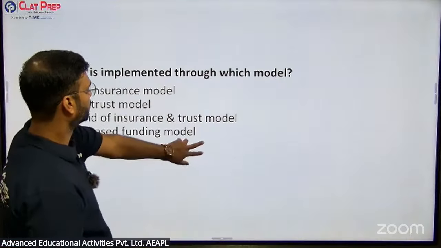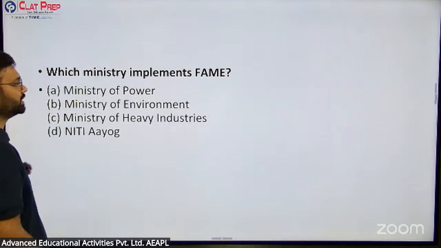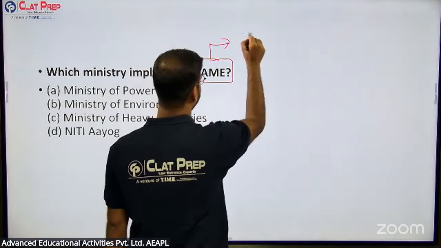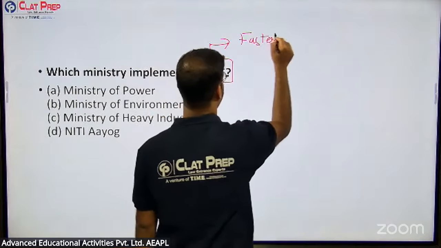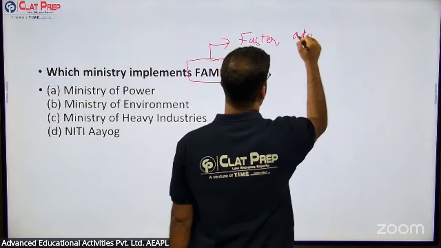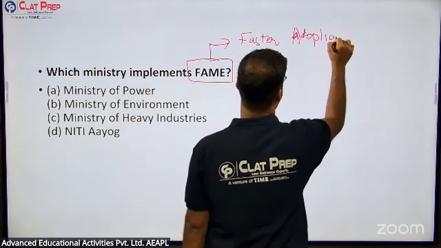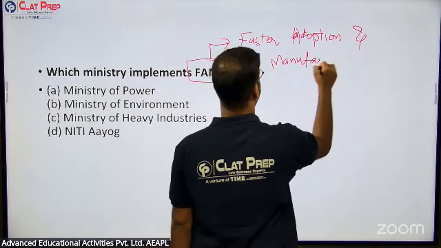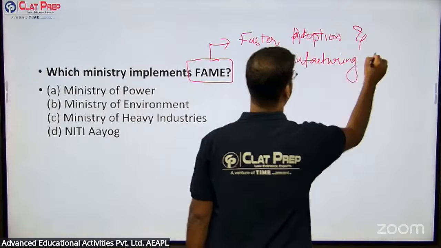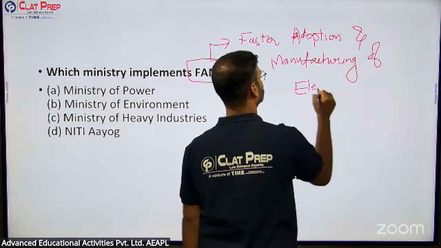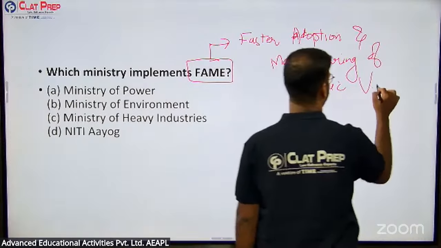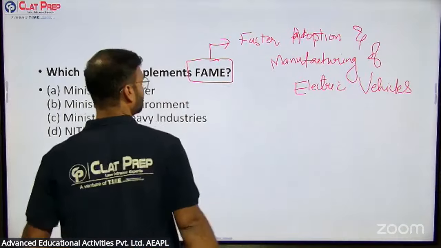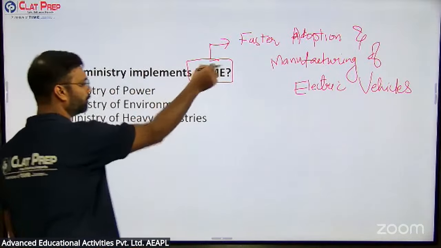All right, moving on to the next question. Which ministry implements FAME? FAME is a flagship scheme of the Government of India, which stands for Faster Adoption and Manufacturing of electric vehicles. This is the full form of FAME.